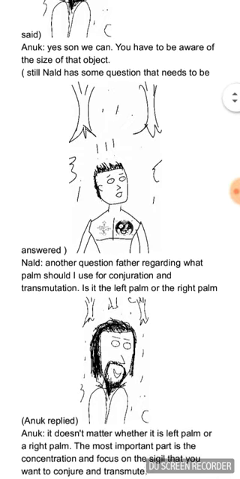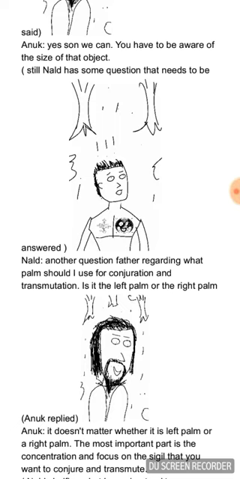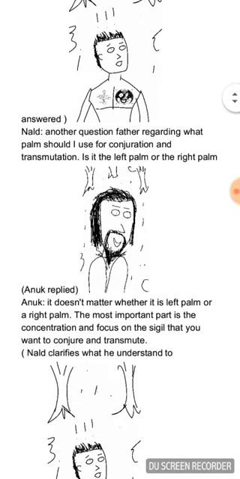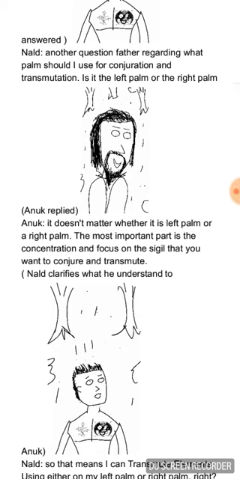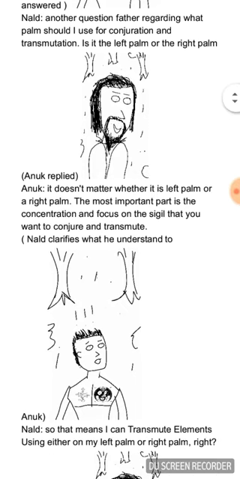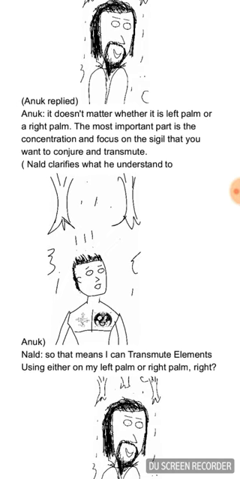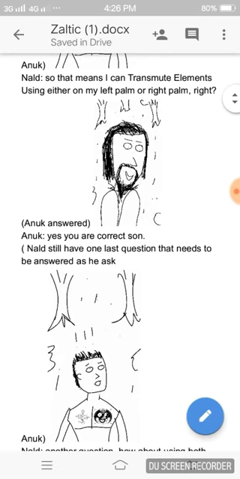"Another question, Father, regarding what palm should I use for conjuration and transmutation? Is it the left palm or the right palm?" Anok replied, "It doesn't matter whether it is a left palm or a right palm. The most important part is the concentration and focus on the sigil that you want to conjure and transmute." Nald clarified what he understood to Anok. "So that means I can transmute an element using either my left palm or right palm, right?" "Yes, you are correct, son."